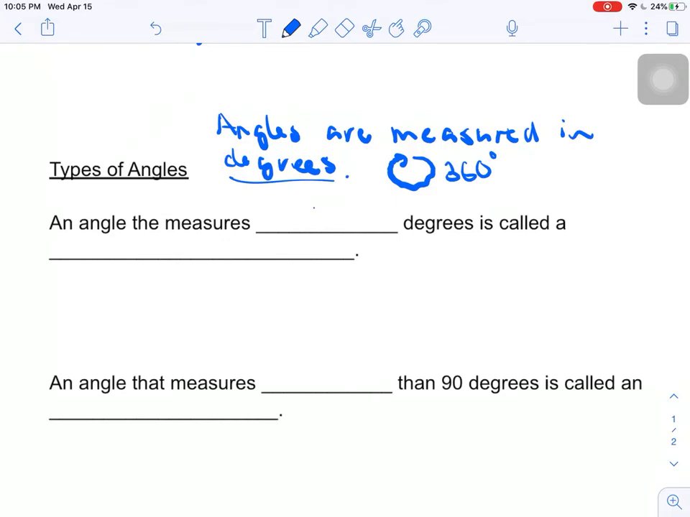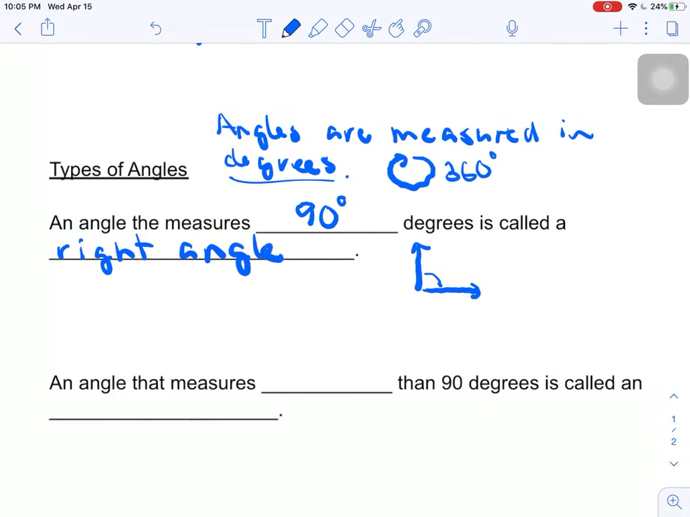So an angle that measures 90 degrees, so 90 degrees is 1/4 of a circle, so it would look like that. So that opening of the angle is 1/4 of the way around the circle. So that is a right angle.